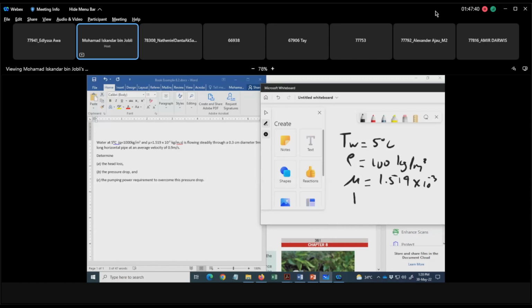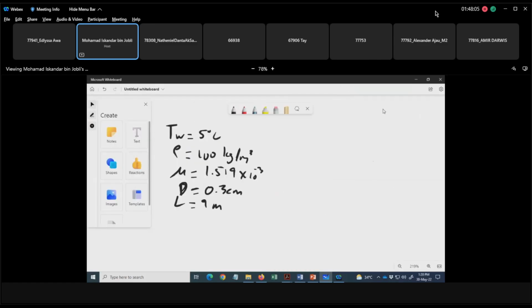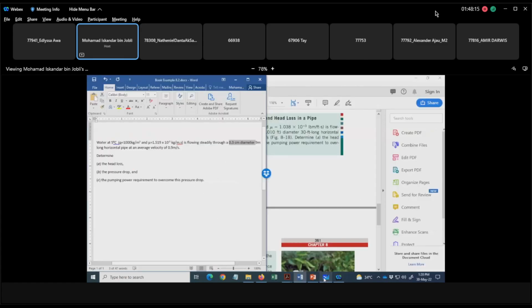The diameter, D, it's not P, D equals 0.3 cm. And then the length of the pipe is 9 meter, the horizontal length of the pipe is 9 meter. And then the average velocity, okay, that's good. Average velocity equals 0.9 meter per second.